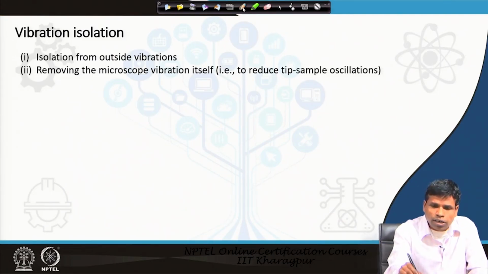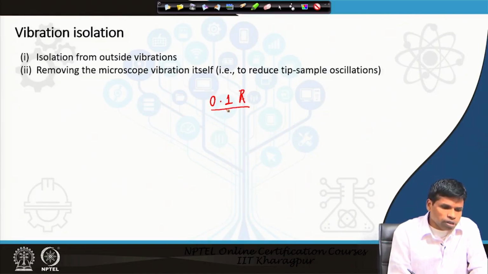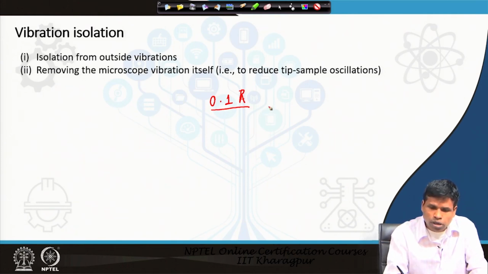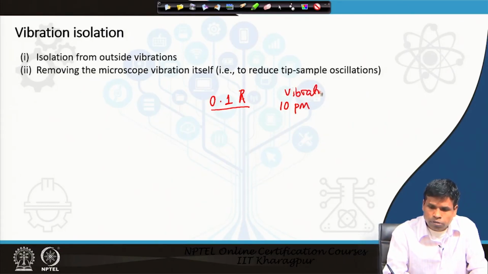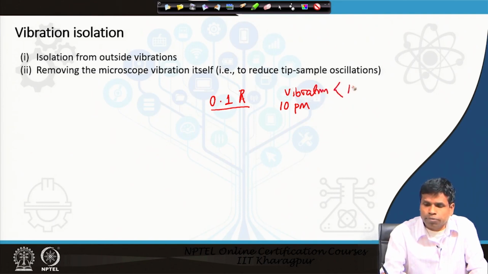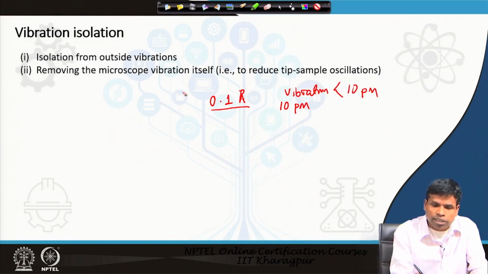If we want the accuracy of data at a scale of 0.1 angstrom, then vibration should be 10 times lower, which means it is supposed to be around the level of 10 picometer. Vibration should be less than 10 picometer scale. This is the requirement we need in STM.